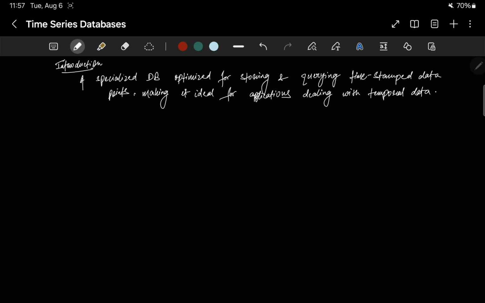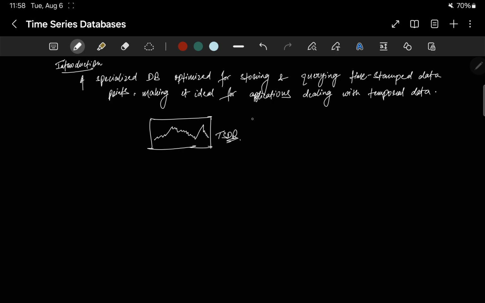TSDBs efficiently handle large volumes of time ordered data, enabling fast and scalable storage and retrieval of information. It is vital for applications such as IoT, financial analysis, monitoring systems, and any domain where understanding data trends over time is crucial. So what's the important factor? If we have to understand the trend of the data over time, for that we use time series databases.